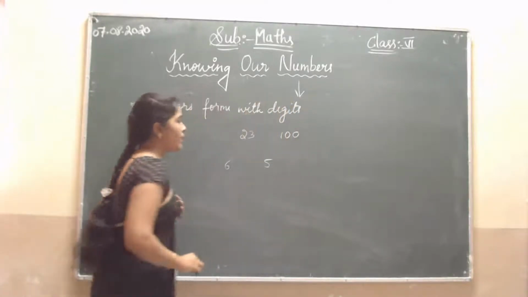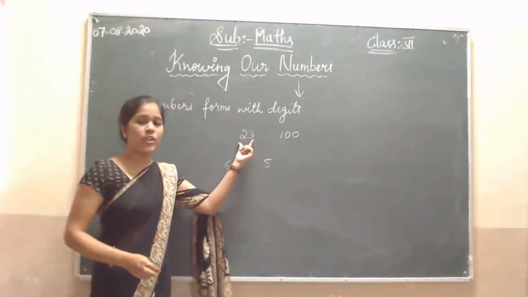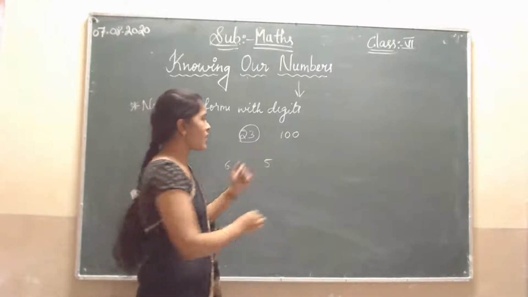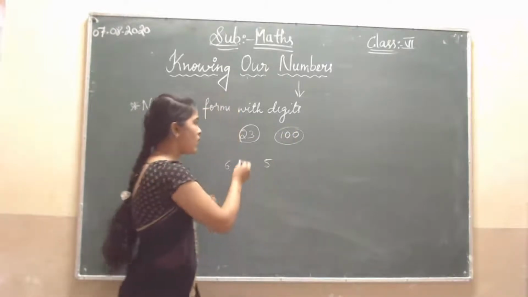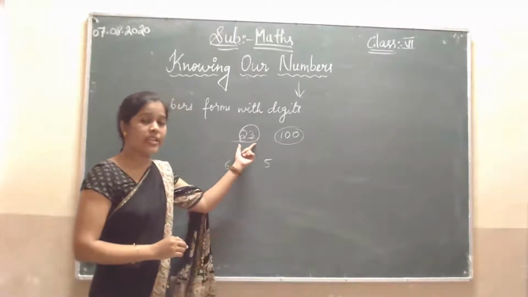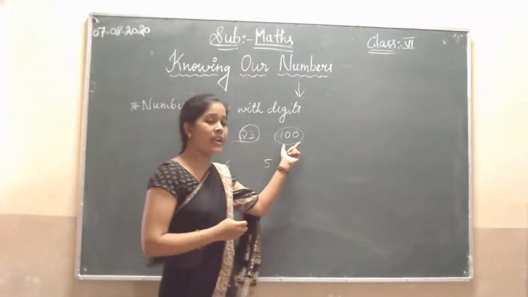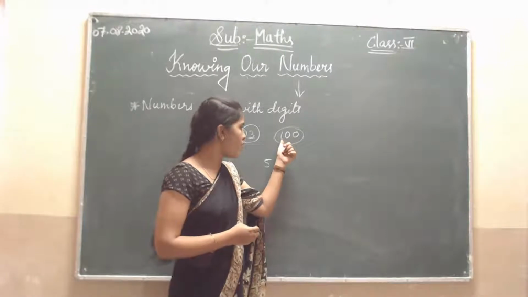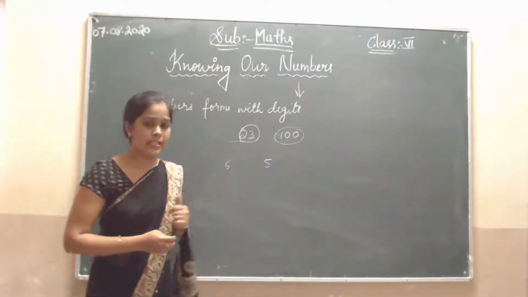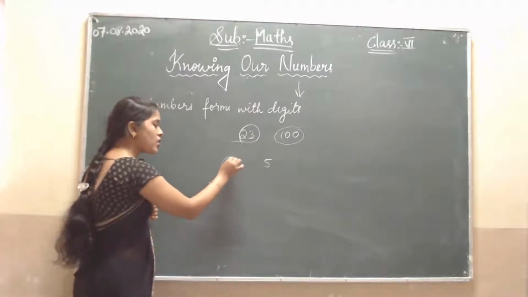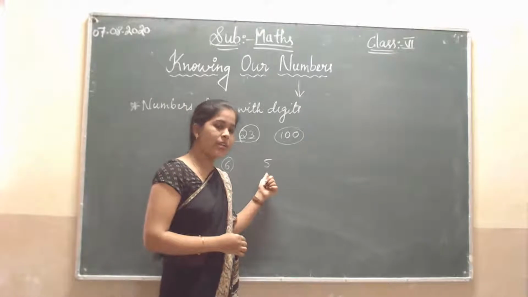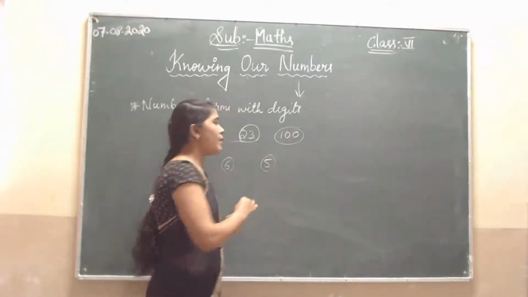See here, this is a 2-digit number. This one is a 3-digit number. 2 is 1 digit, 3 is 1 digit, so 23 is a 2-digit number. Here 100 is a 3-digit number: 1 is 1 digit, 0 is 1 digit and 0 is 1 digit. And 5 is also a number, a 1-digit number.